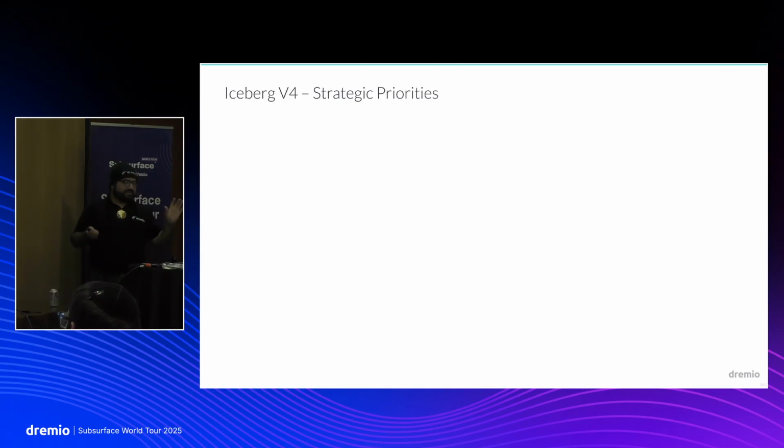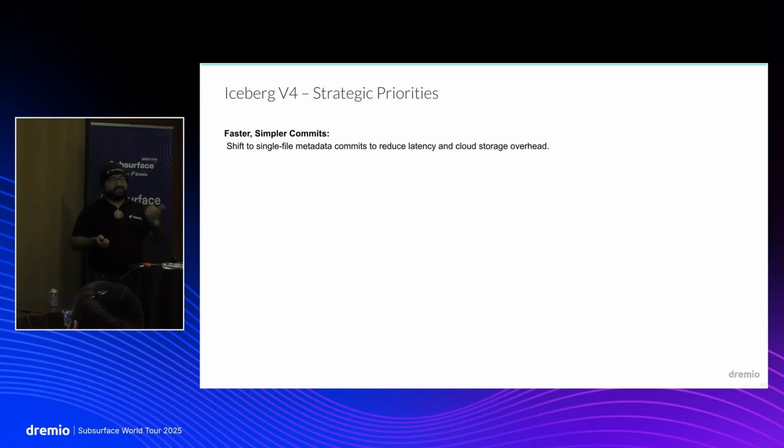Okay, now let's talk about v4. First I'll quickly lay out the priorities. In the next slide, I go more in detail about the actual proposals. But the idea is, how can we make commits faster? Because nowadays, what do people really want to do, or do a lot of? Streaming. And Iceberg works phenomenally for batch.